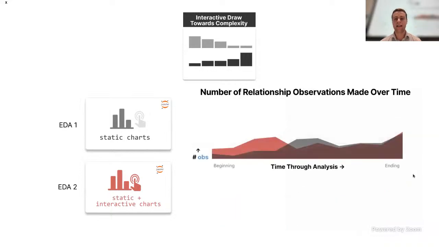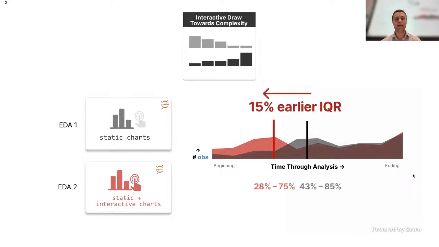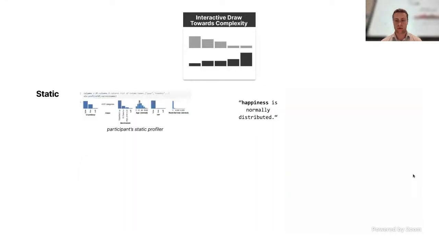Notably, we find that during interactive conditions, we tend to find analysts talk about relationships more and earlier throughout their analysis. Notably, we find 15% earlier interquartile range when you look at when these relationships are being uncovered through an analysis. By looking specifically at the representations that people are using, we can find a little bit more information about why this is the case.